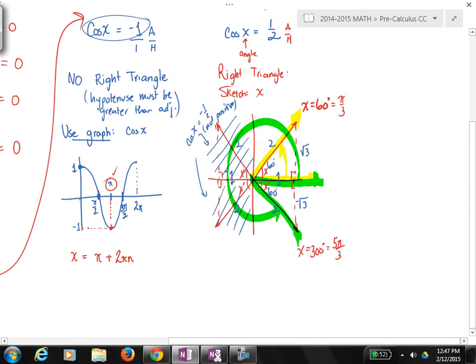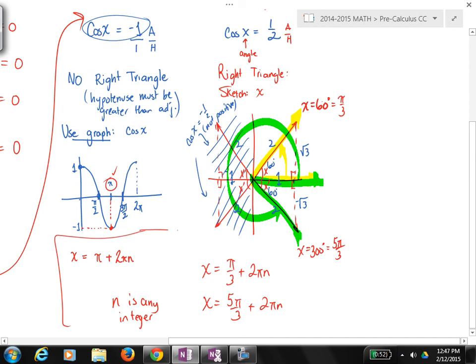All right, the last thing, of course, would be to now say my answer on this side is going to be pi over 3 plus 2 pi n, and x is also equal to 5 pi over 3 plus 2 pi n. We do have to indicate somewhere on here that n is any integer. It's actually all these answers right here.